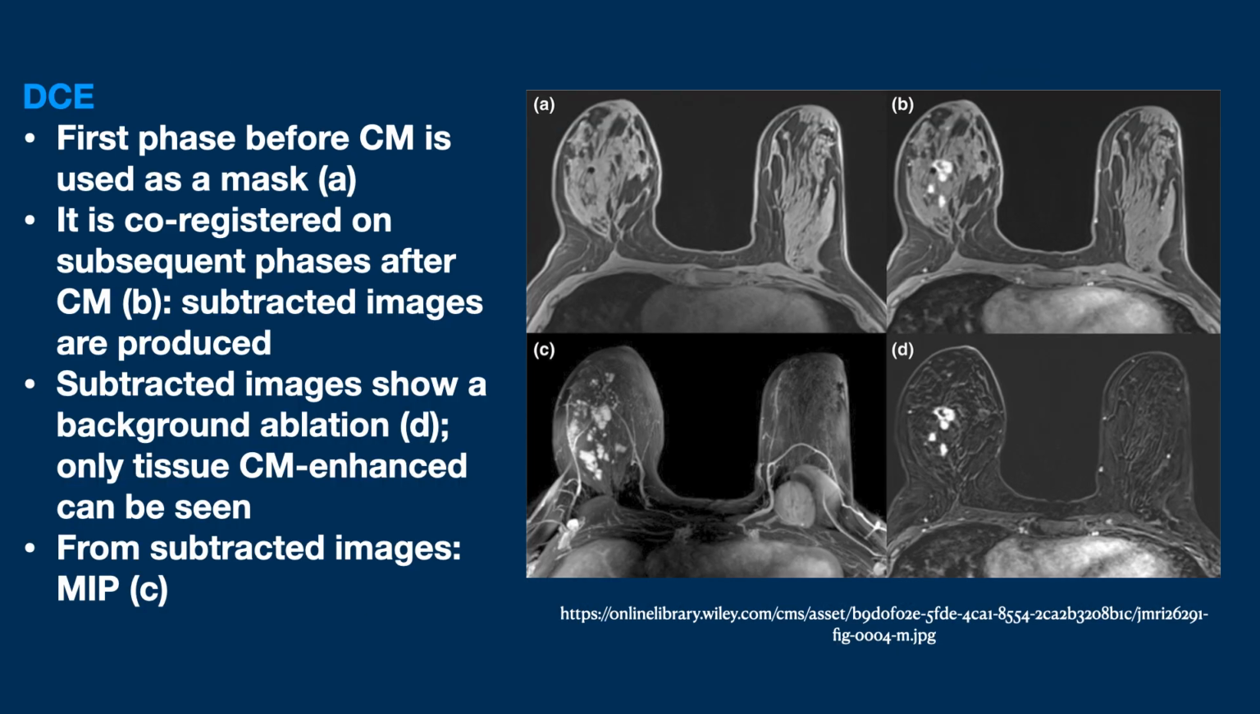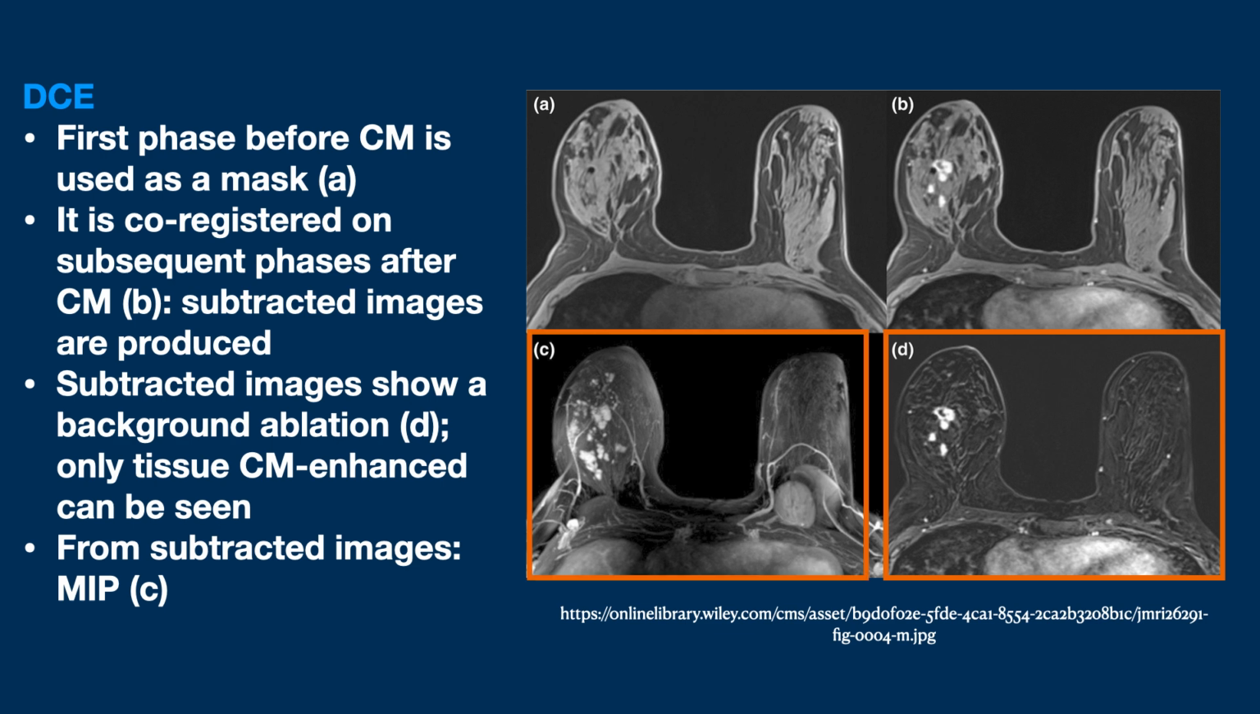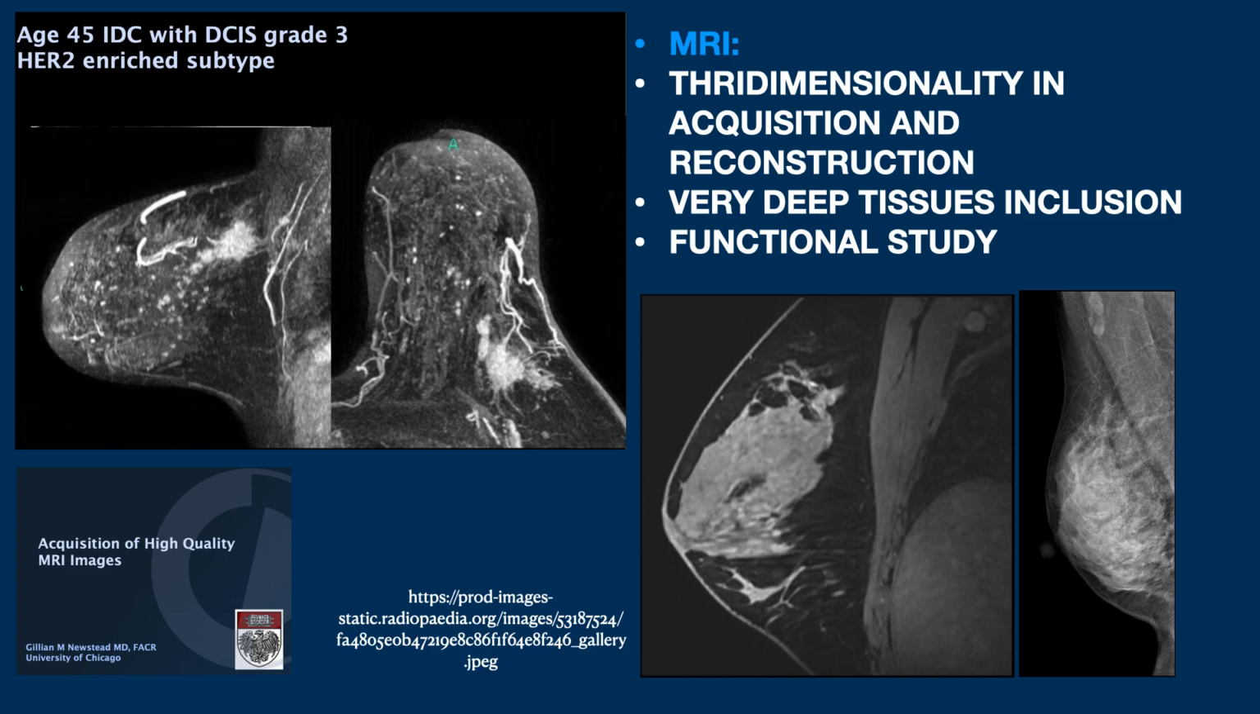The first phase without CM is co-registered on the others acquired after CM. What is obtained is the ablation of the anatomical background, which is exactly the same in all of them. What are called subtracted slices are formed. Adding up the subtracted slices gives the MIP. Certainly, therefore, three-dimensionality in both acquisition and reconstruction in MRI is a point of strength.